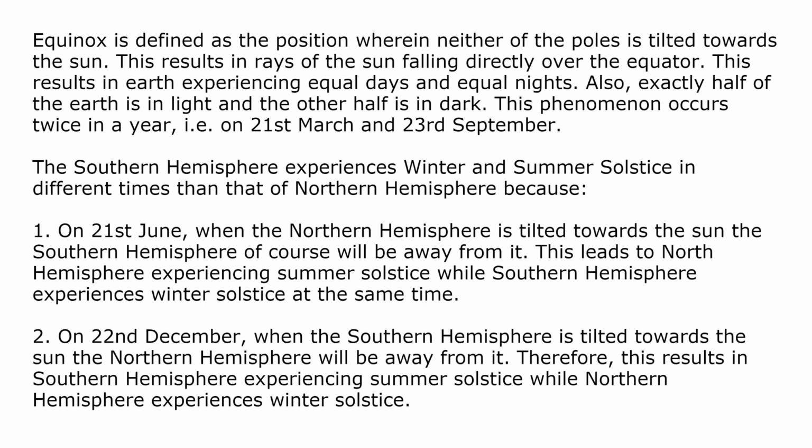On 22nd December, when the southern hemisphere is tilted towards the sun, the northern hemisphere will be away from it. Therefore, this results in the southern hemisphere experiencing summer solstice, while the northern hemisphere experiences winter solstice.